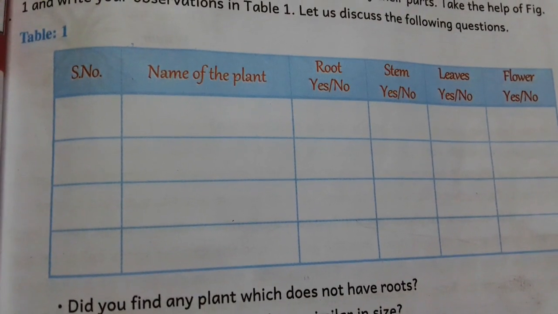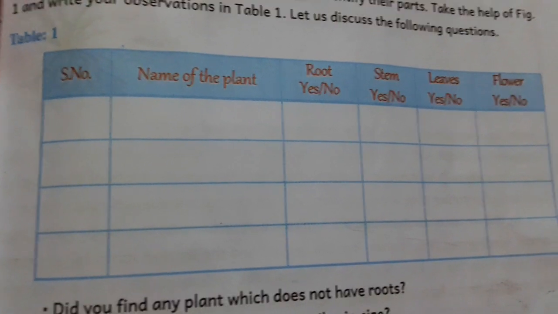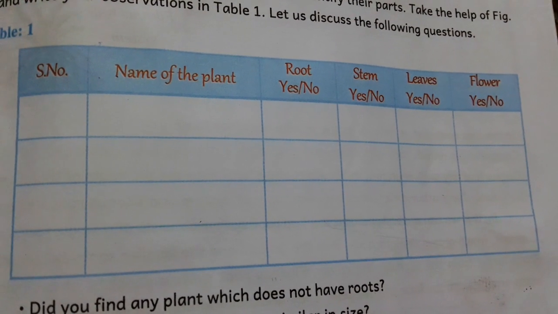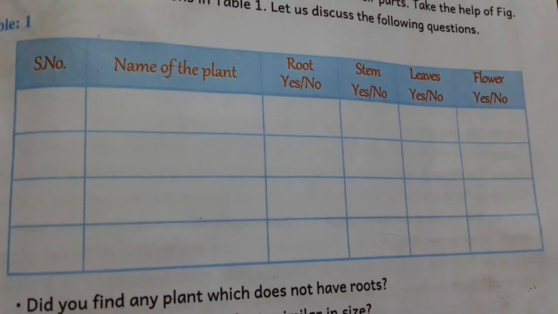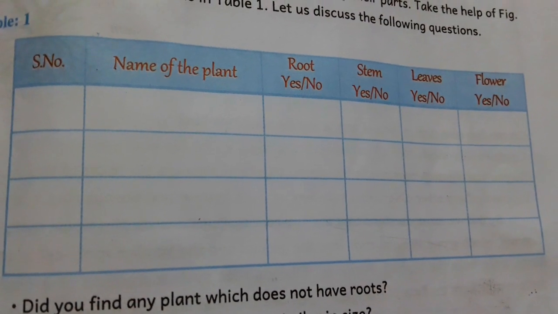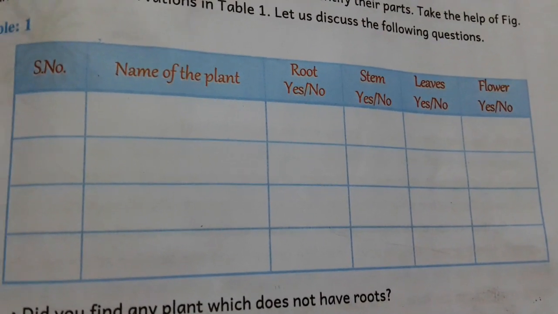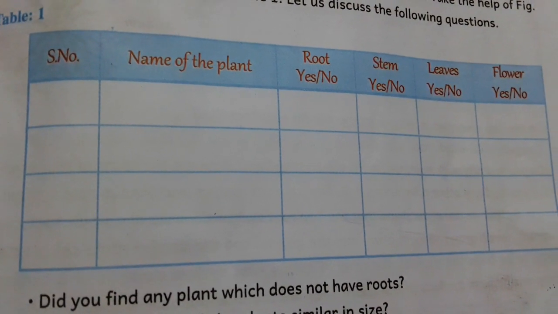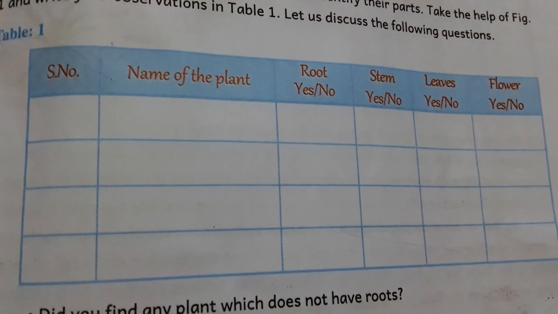You have to write the serial number and name of the plant, and if it contains roots, stems, leaves, flowers, you can write. If it contains roots, then you can write S. Whether it contains a stem, you can write S. So like that you have to fill this table. Children, while you are learning, at that time only you can fill these tables interestingly.